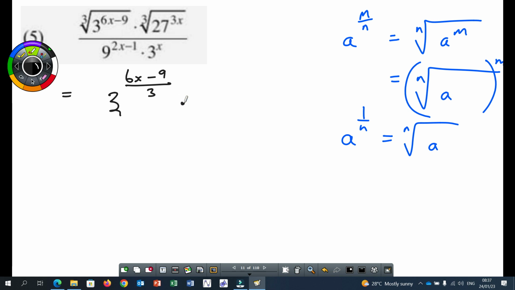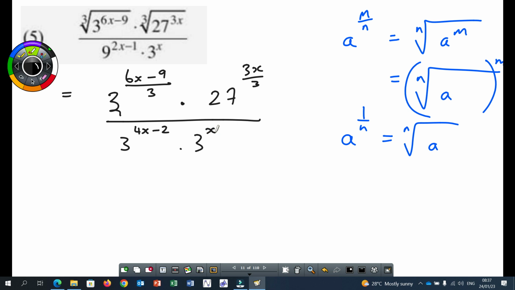So this is times 27 to the power of 3x all over 3. Now this is all over the denominator. Since you are in grade 11 now, I'm going to simplify it straight away. So this is the same as 3 to the power of 4x minus 2, and that will be 3 times 3 to the power of x.